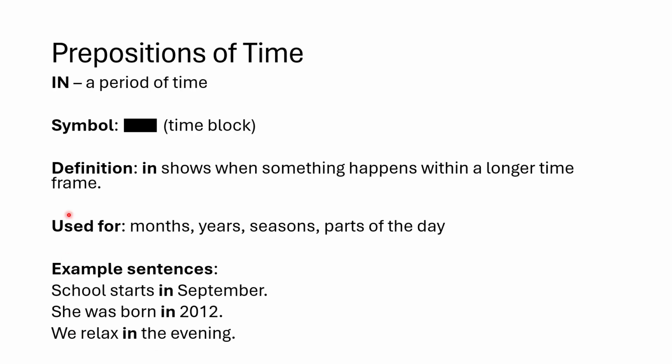The preposition in indicates a period of time. Here is a symbol to illustrate a time block. This is the definition. In shows when something happens within a longer time frame. It is used for months, years, seasons, and parts of the day. Listen to the example sentences. School starts in September. She was born in 2012. We relax in the evening.